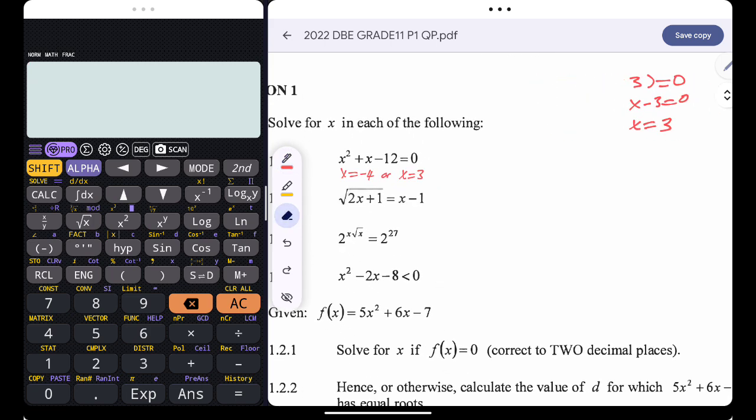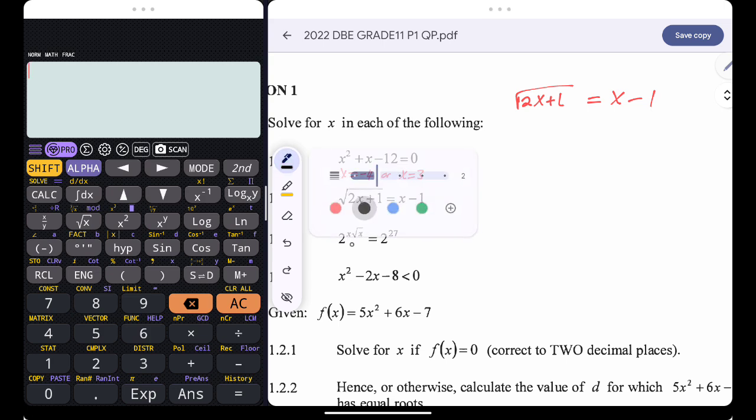1.1.2, I'm given an equation. I'm supposed to solve x and I have surds. Since I have surds, guys, the first thing I need to do is to remove the surds. Are we together? How can I remove the surds? By just squaring on both sides.